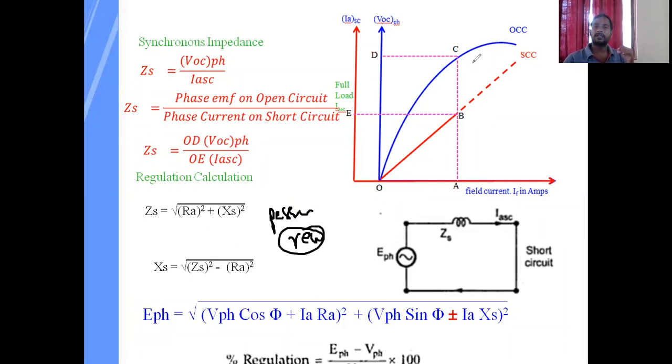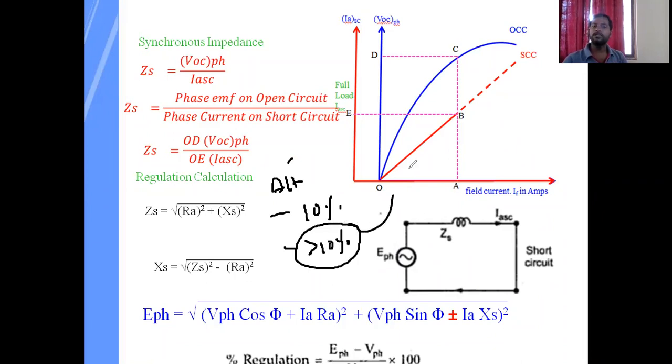Pessimistic results, nothing but, for example, actual voltage regulation of the alternator is 5%. For example, I'm taking not 5%. The actual voltage regulation of the alternator, I'm taking 10%. But in this method, the voltage regulation will be more than 10%. That's why this method is called the pessimistic method.